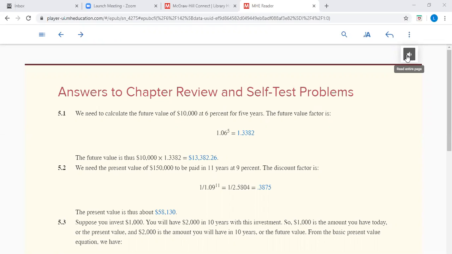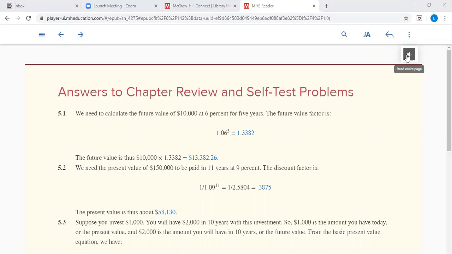You're putting $10,000 away. So multiply that by 10,000, because we want to know how much will 10,000 grow to. 13,382.26.